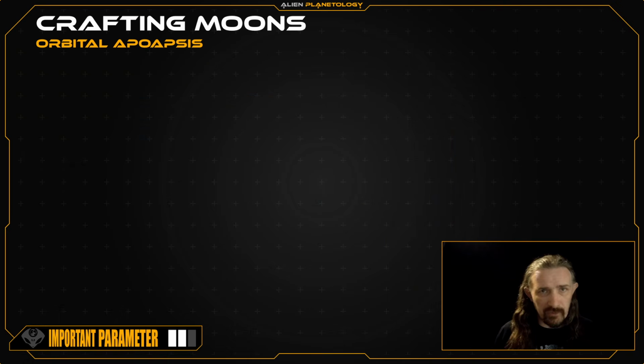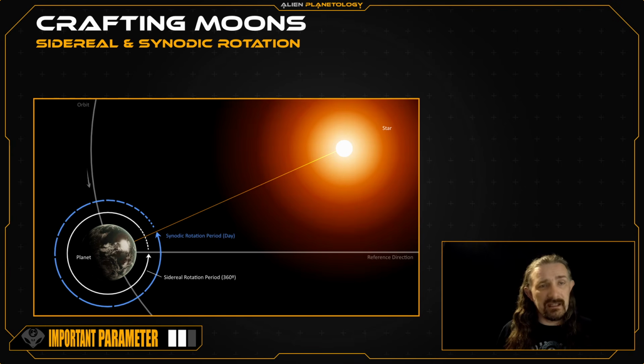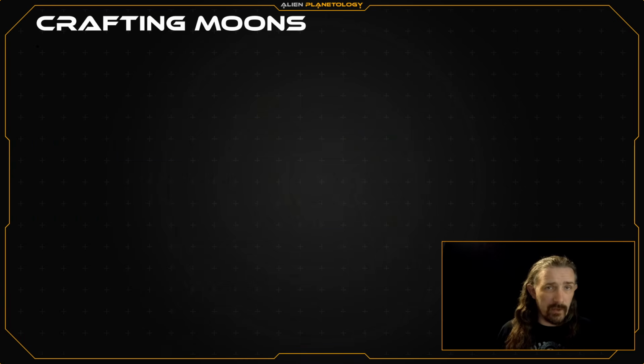The last important parameter to calculate is the moon's sidereal and synodic rotation periods. The sidereal, or true rotation period, will be equal to the moon's orbital period, since the moon is tidally locked to the planet. But its synodic period, which is the measure of its day, will depend on the orbital period of its parent planet. I have a video explaining all of this and how to do the calculations, so I will link it in the card above and in the video's description below. If you wish to also calculate the optional parameters of the moon's orbital velocities, I have a video detailing that as well. The link will likewise be in the description.